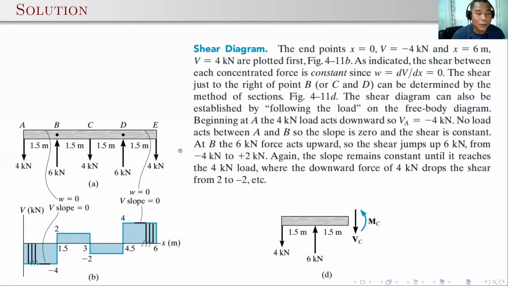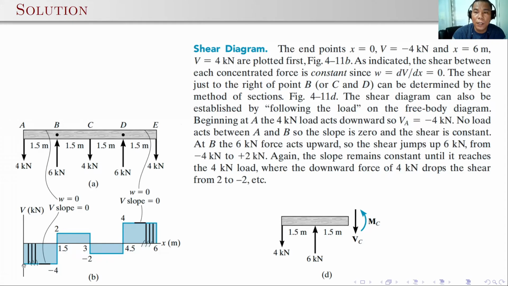So here you should draw first the shear at the left. Again, you have to draw first the V and the x-axis, and then at the left side you have to draw negative 4 kilonewton. So it should be going down, and at the right hand end, that's positive 4 kilonewton going up because it's positive. So there will be 4 here and negative 4 here.